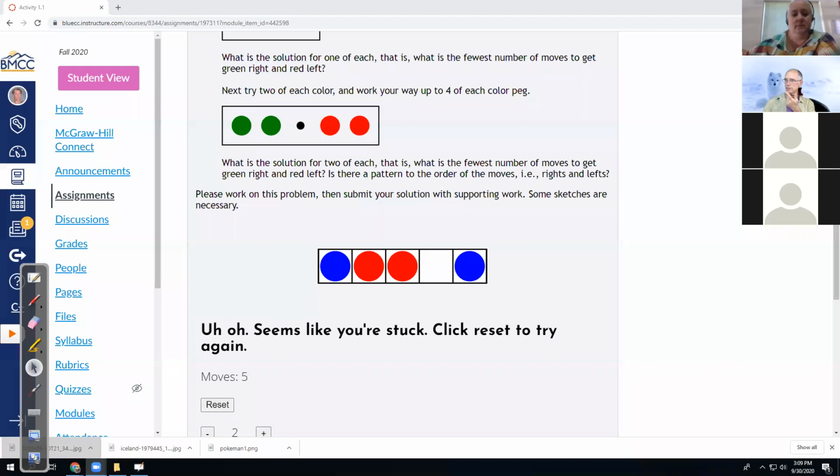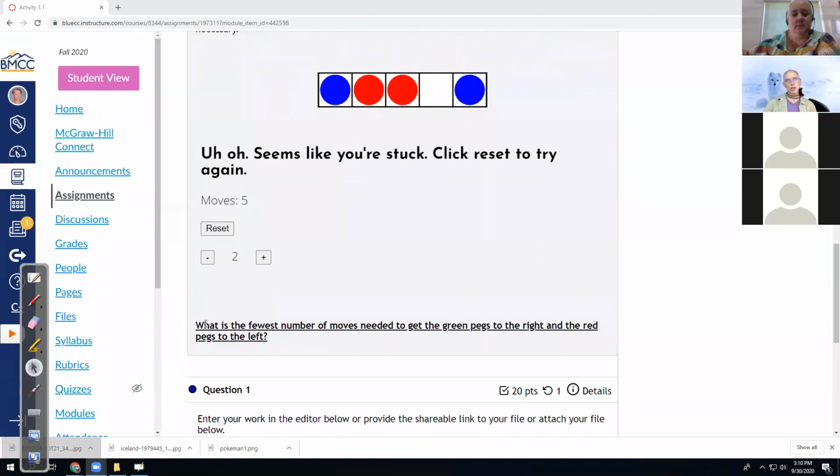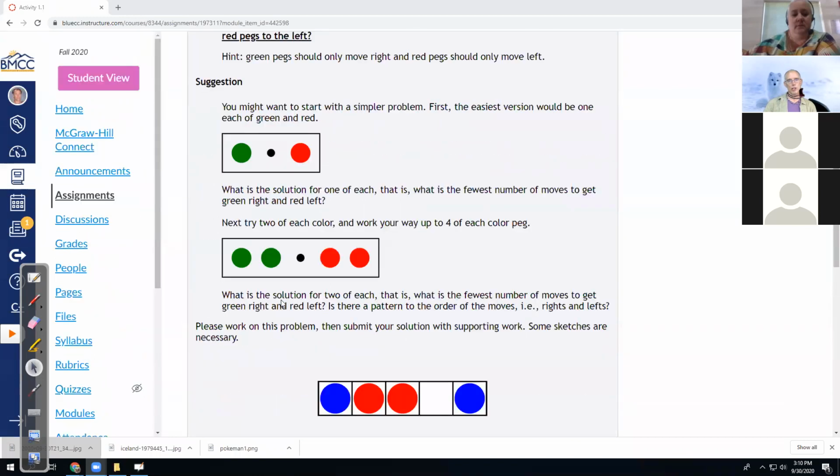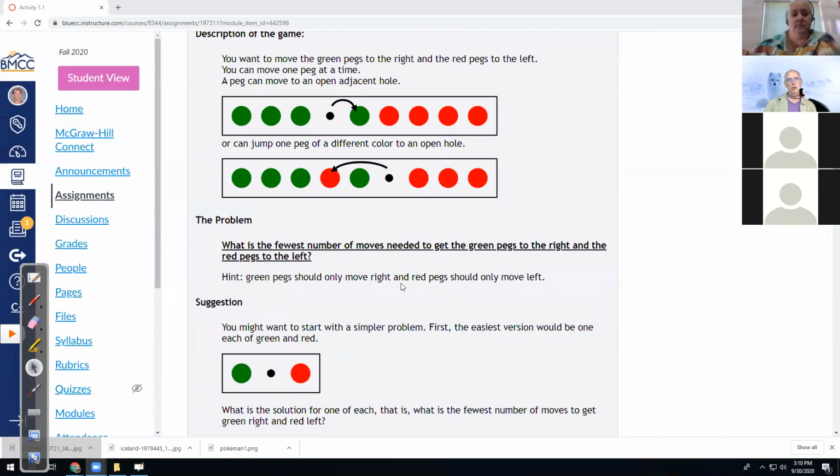So you have the book page to read about it, and you have this write-up here and whatever you write down on paper. And ultimately I have a reminder here of the question you're trying to answer. I should have included the picture again. For the four-on-four, what is the fewest number of moves needed to get the green pegs to the right and the red pegs to the left?